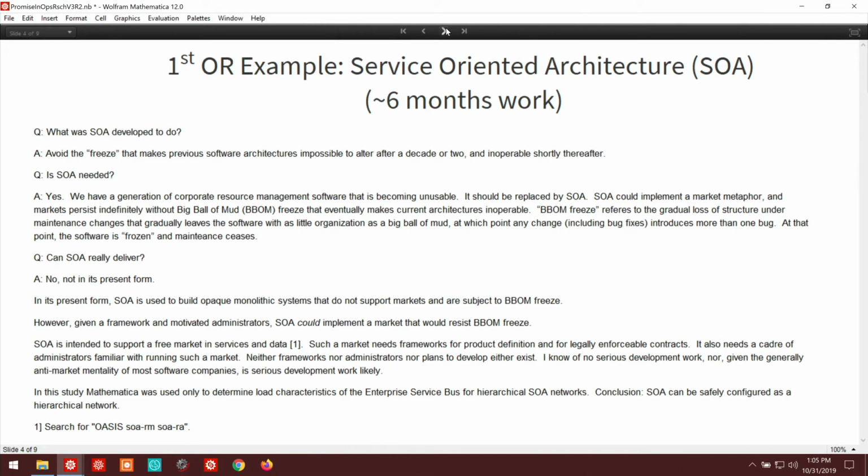Okay, question. Can SOA really deliver what it promises? Answer, not in its present form, no. The implementation and introduction was fouled up, I'm afraid, was unsuccessful. Now, in its present form, Service-Oriented Architecture, SOA, is used to build opaque monolithic systems by engineers, designed using waterfall methods to be in its final shape from the day it opens, designed by architects and implemented by engineers and understood by nobody else.